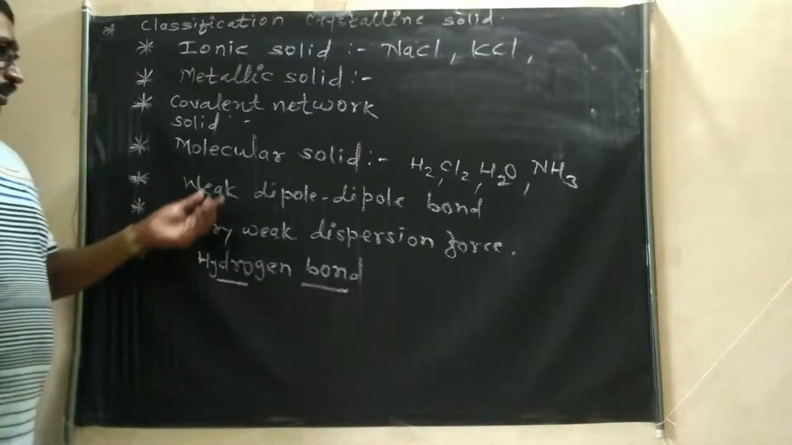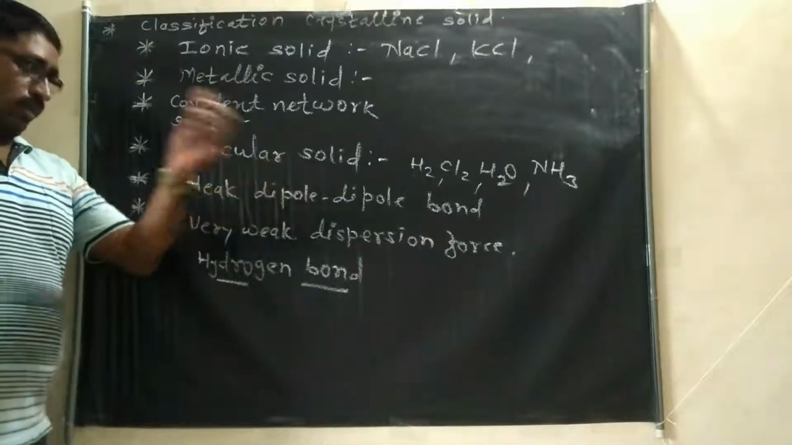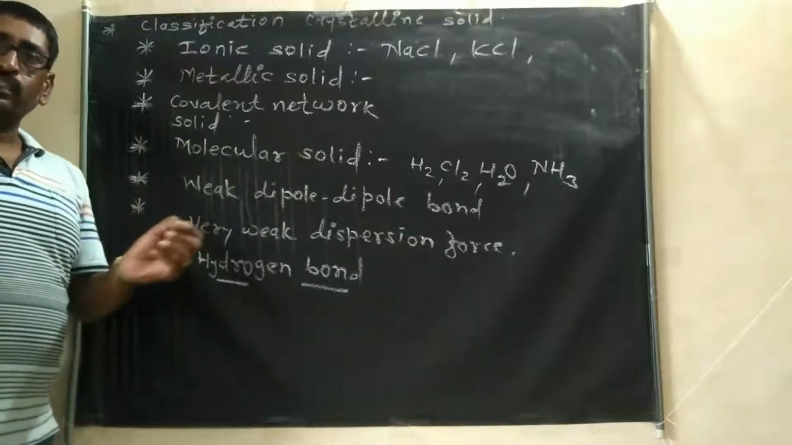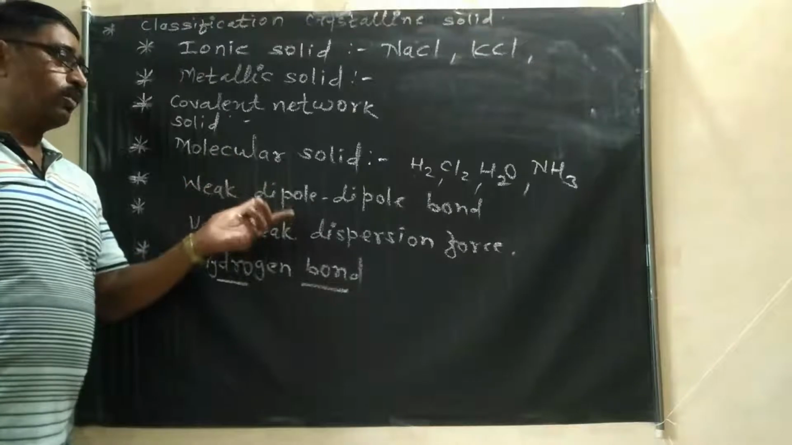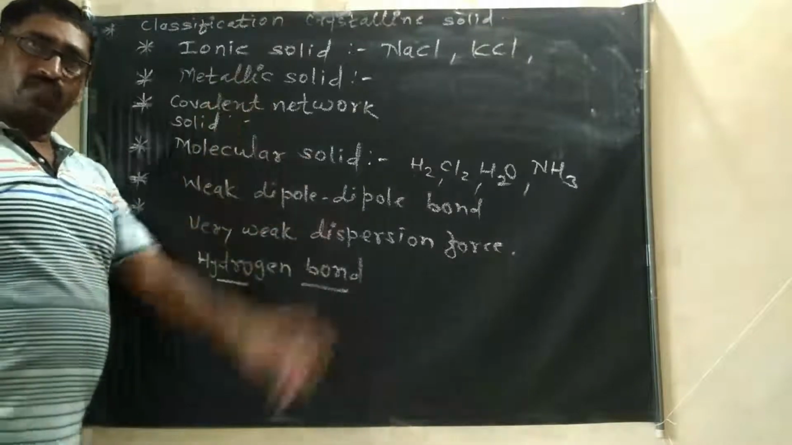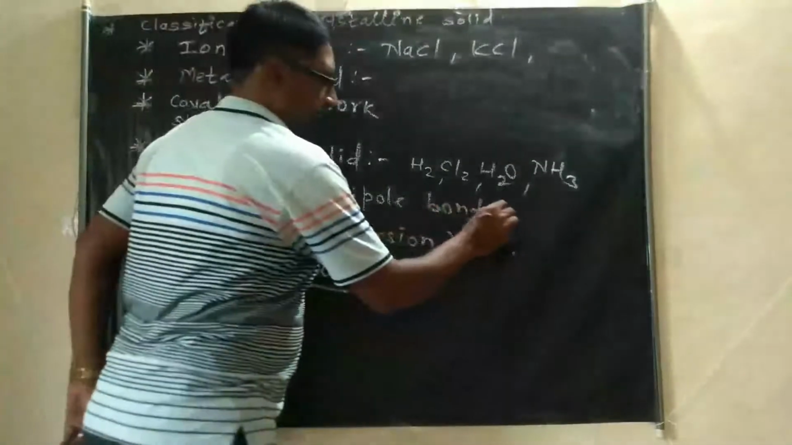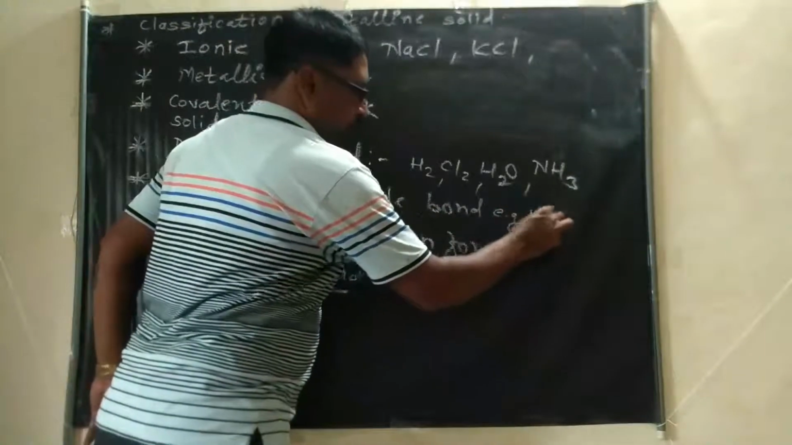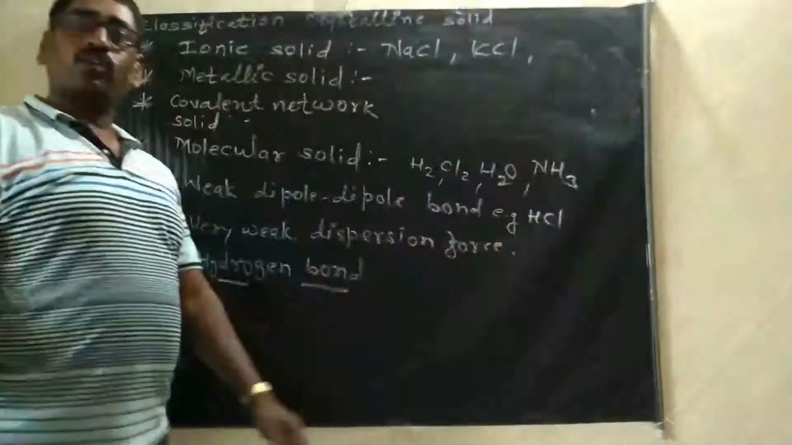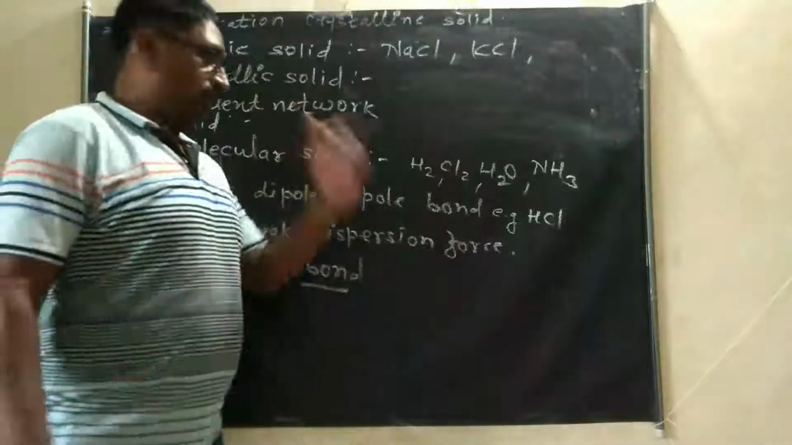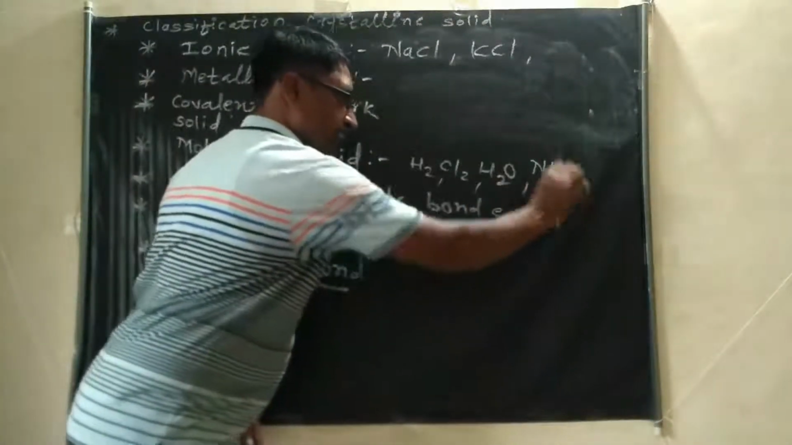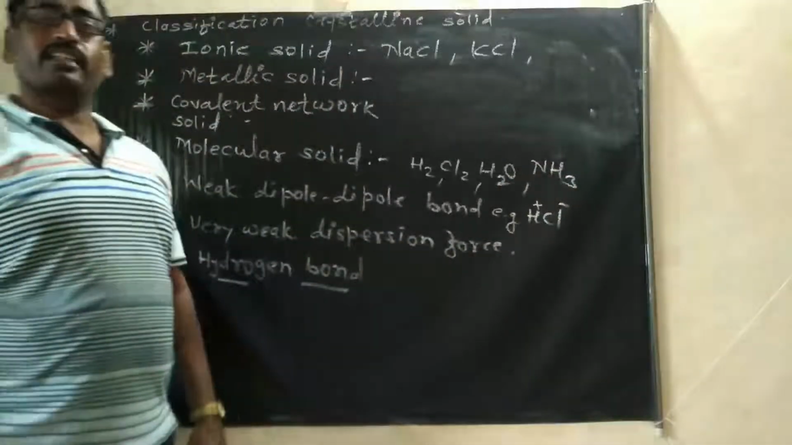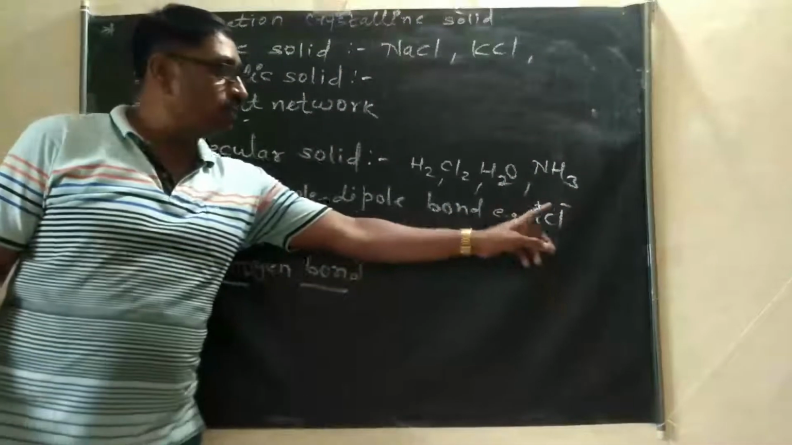If we discuss the weak dipole bond, we know that dipole means molecules contain polarities, that is, only polar molecules in which dipoles are present. For example, we have seen that HCl is a polar molecule. Why is HCl polar? Who can tell me? Okay, very good. HCl is polar because hydrogen contains a positive charge and Cl contains a negative charge. Therefore, two poles are present.